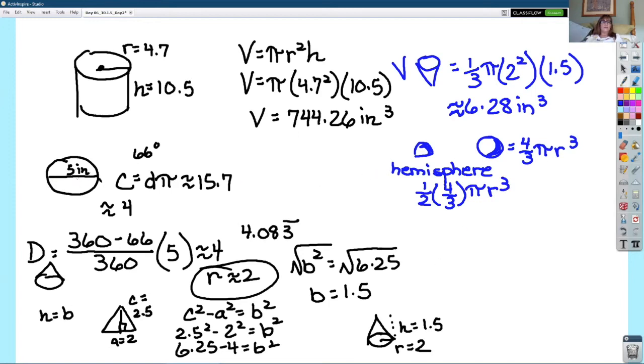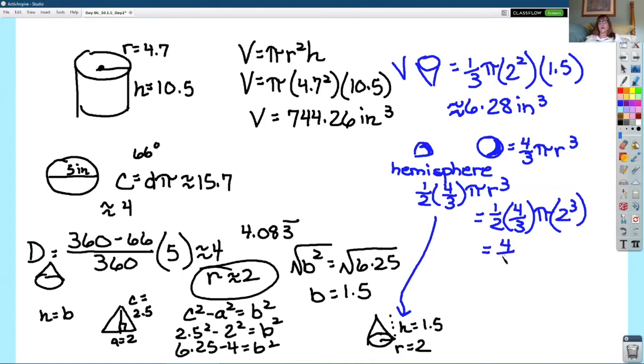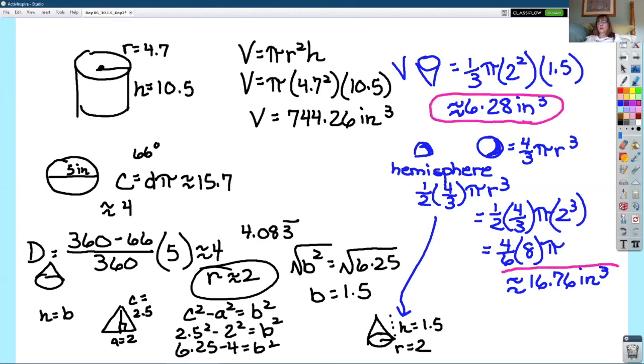We're still looking at this right here. So the hemisphere is going to be 1/2 times 4/3 times pi times radius cubed, which is referring to this radius of 2. So this is going to equal 1/2 times 4/3 times pi times 2 cubed, or 8. So we've got 4/6 times 8 times pi, which equals approximately, when I stick this in my calculator, 16.76 inches cubed. So we have one answer here, and we have one answer here.